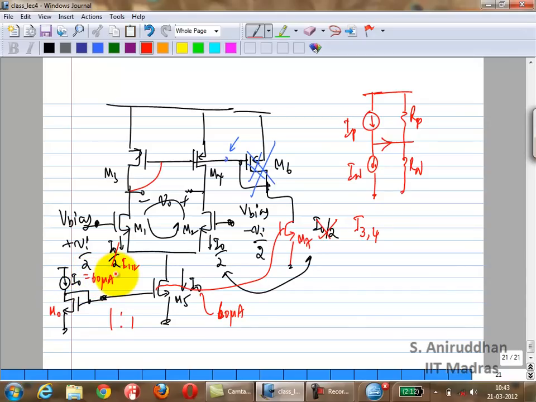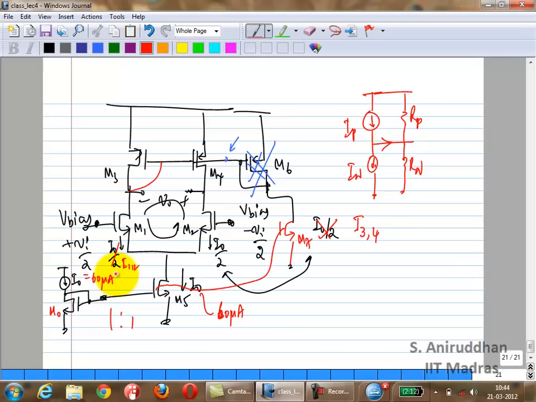So instead of 60, it becomes 59. So what? Your gm changes by maybe 1.something%. Your DC gain, instead of 30 dB, may be 29.5 dB or something. Instead of 2000, it may be like 1900. Does it make a difference? No.